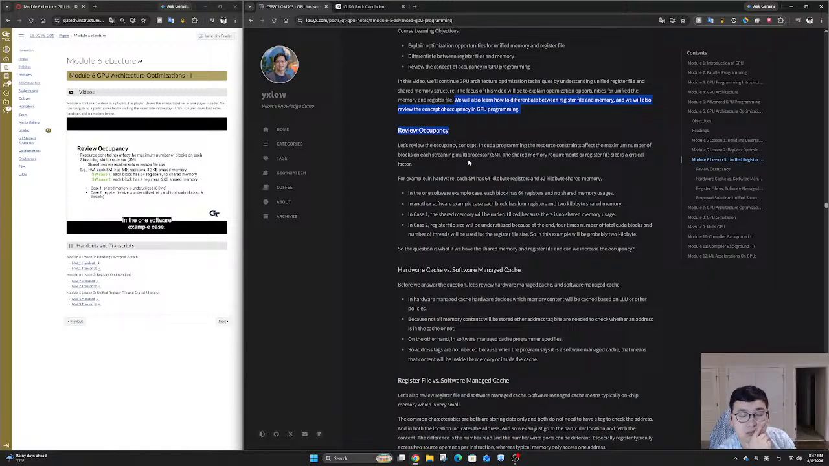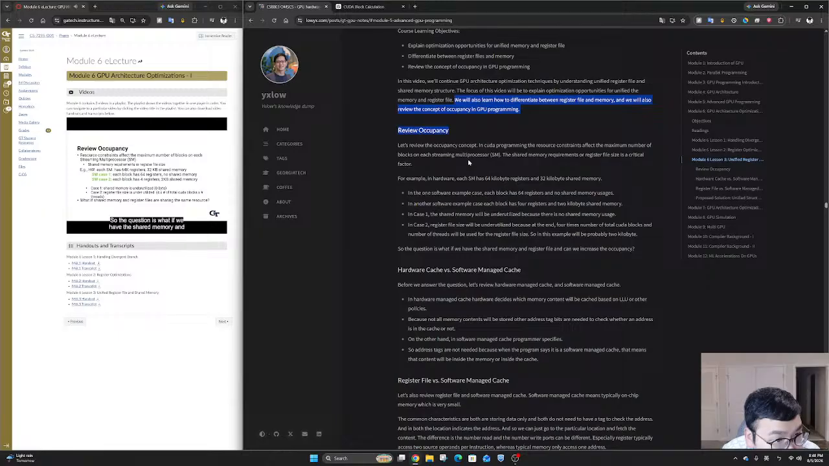In one software example case, each block has 64 registers and no shared memory usage. In another software example case, each block has 4 registers and 2 kilobyte shared memory. In case 1, the shared memory will be underutilized because there is no shared memory usage. In case 2, register file size will be underutilized because at the end, 4 times the number of total CUDA blocks and number of threads will be used for the register file size. So in this example, it will probably be 2 kilobyte.